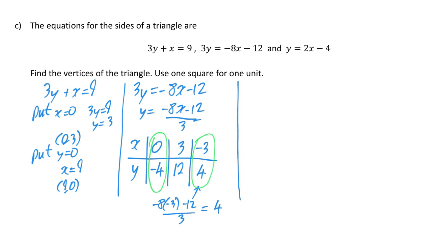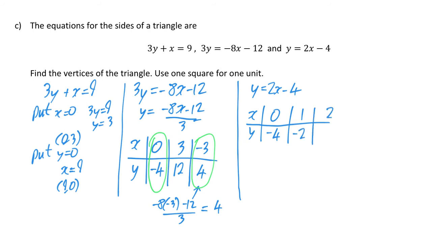Okay, last of our lines to draw, we had y is equal to 2x minus 4, and again, I'll just do a table of values. Only I need a couple of points. When x equals 0, y is equal to minus 4. When x equals 1, 2 times 1 is 2, and then minus 4 is going to be minus 2. We'll do another one, put in 2. x equals 2, 2 times 2 is 4, minus 4 is 0.